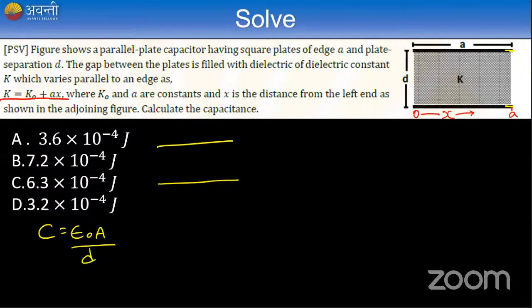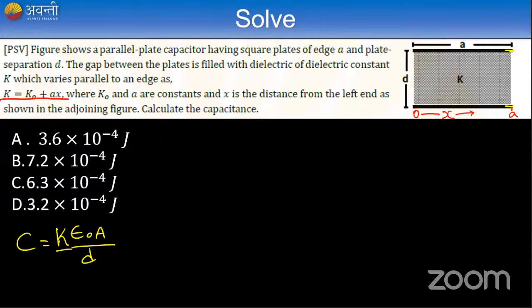With the presence of a dielectric, what happens to the capacitance? With a dielectric, I have to multiply by a constant, the dielectric constant K. Now, since my K is varying as a function of K naught plus ax, what should I do in calculating the capacitance from length 0 to length a? Yes, correct, Bhargav. I have to integrate the value of K.